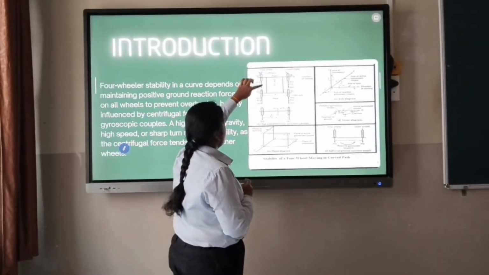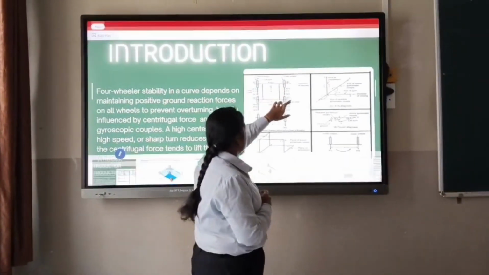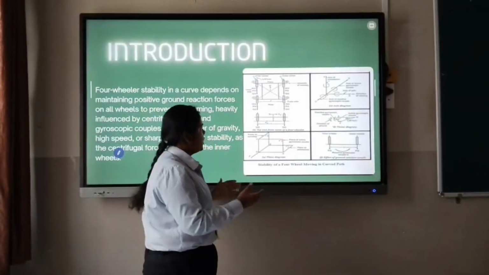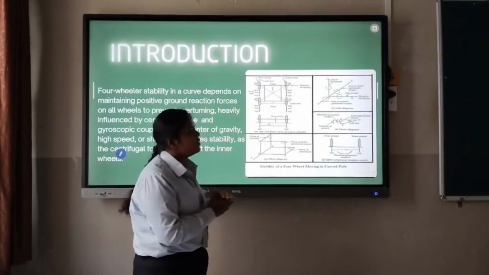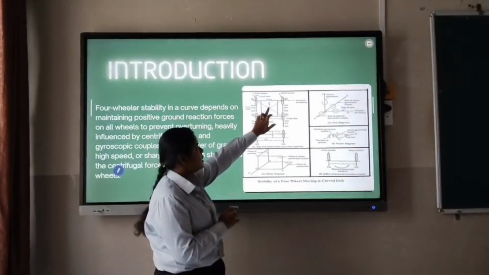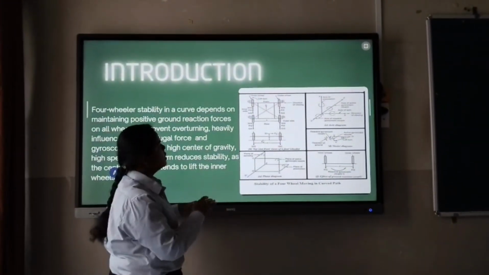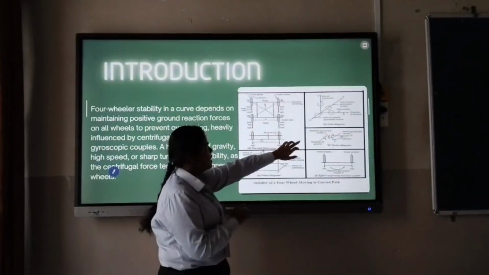so wheels A and C become the inner wheels of the vehicle, and wheels B and D are the outer wheels. Then the centrifugal force acts through the center of gravity, which lies vertically above the ground surface.